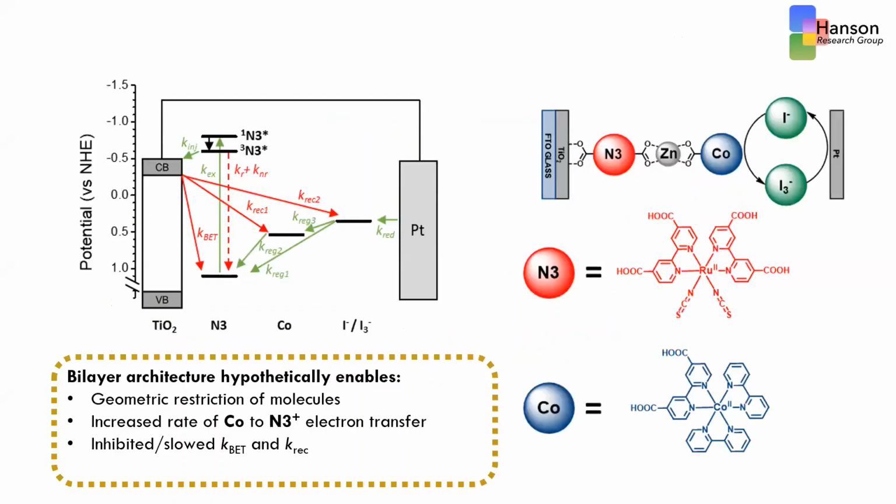Initially, our goal was to generate a self-assembled metal ion linked multilayer, which included a ruthenium-based dye, N3. It was then linked to an electron donor, cobalt in this instance, so as to more rapidly regenerate the ground state of our N3 dye. We hoped that the geometric restriction of the molecules would allow us to slow the back energy transfer as well as the recombination, which are typical loss pathways in dye-sensitized solar cells.